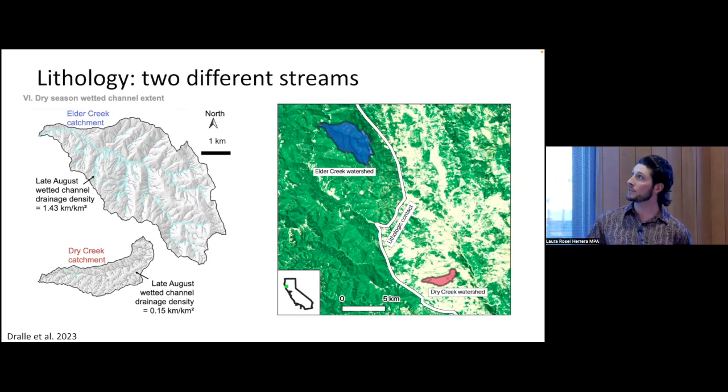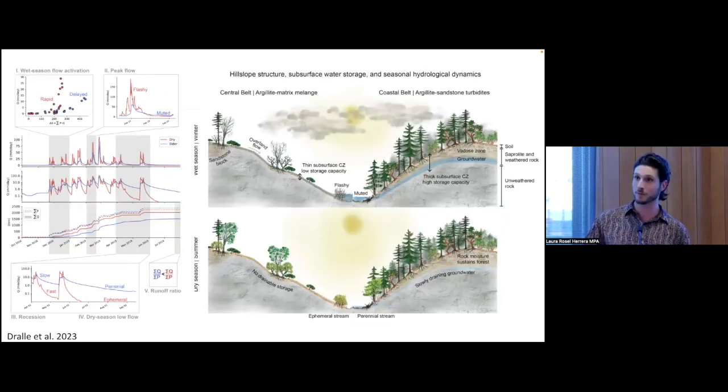For lithologies, we were lucky to work in 2 streams that have been very well studied hydraulically, and these are Elder Creek and Dry Creek. Both are in the greater Eel River drainage, and they're about 15 kilometers apart, so they share a climate, but they're separated by this lithological contact zone here. Elder Creek is in the coastal belt. Dry Creek is a little bit more eastern and in this melange, and that leads to different watershed characteristics. I'll describe those super briefly here.